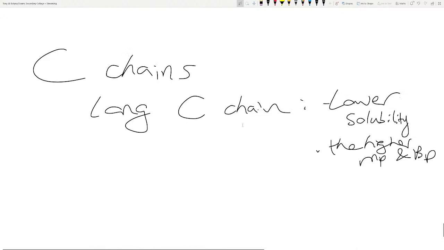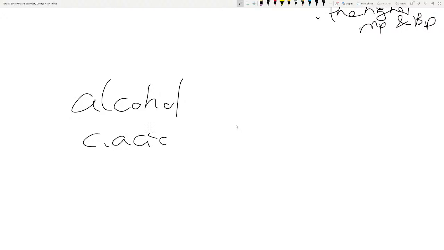Which organic substances are soluble in water? So your alcohol, short chains, carboxylic acid, and amine. These are soluble in water. The others are not. Okay.